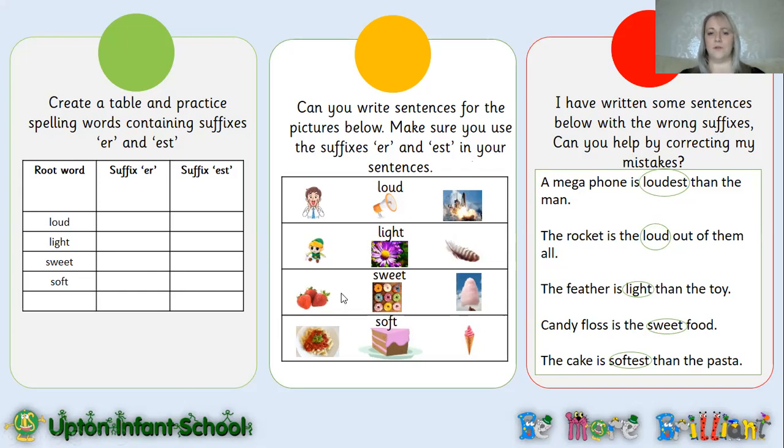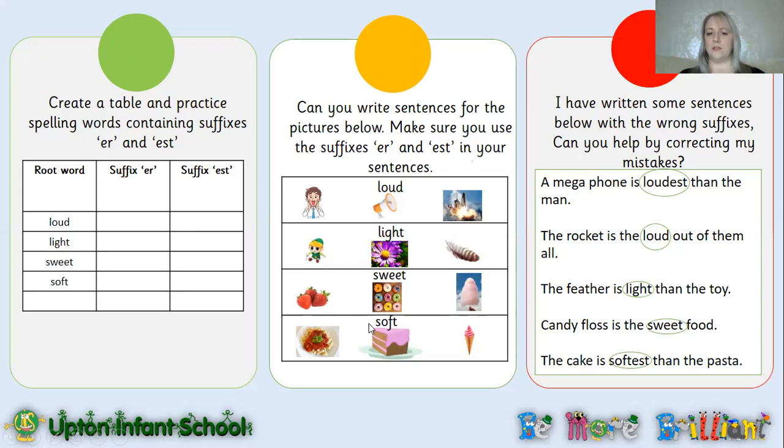And then I've got the word sweet. Now strawberries are very, very sweet, but donuts are even sweeter. But the sweetest food of all is definitely that delicious looking candy floss, because it's made all out of sugar.